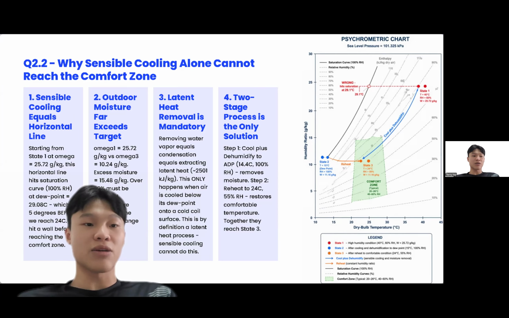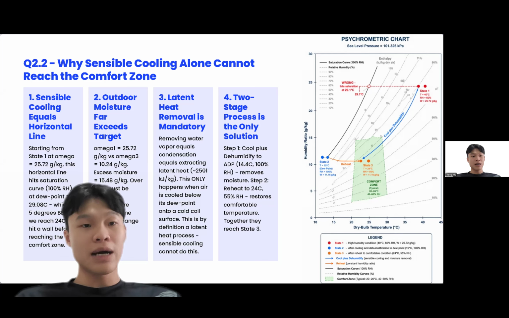Starting from state 1 at omega equals 25.72 grams per kilogram, this horizontal line hits the 100% saturation curve at the dew point of 29.08 degrees, which is 5 degrees before we even reach our target of 24. We hit a wall and cannot proceed further.